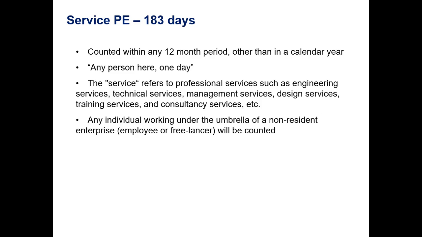Within how long a period will the 183 days be calculated? It is within any 12-month period. Please be aware and pay attention to this. It's not in a calendar year. It's in any 12-month period. We can call it a rolling 12-month period. For example, from March to February of next year, from April to March of next year, is a rolling 12-month period. It's not a calendar year. So we should pay attention to this.